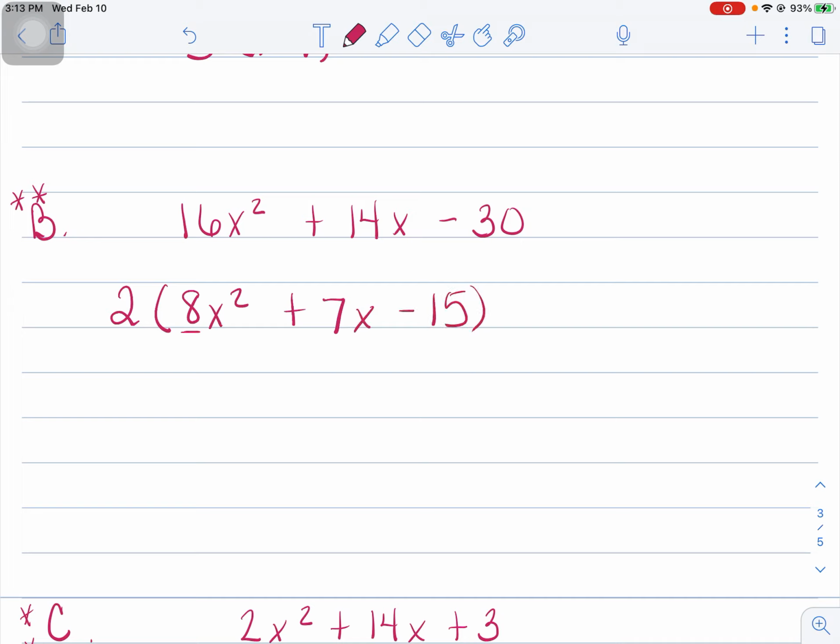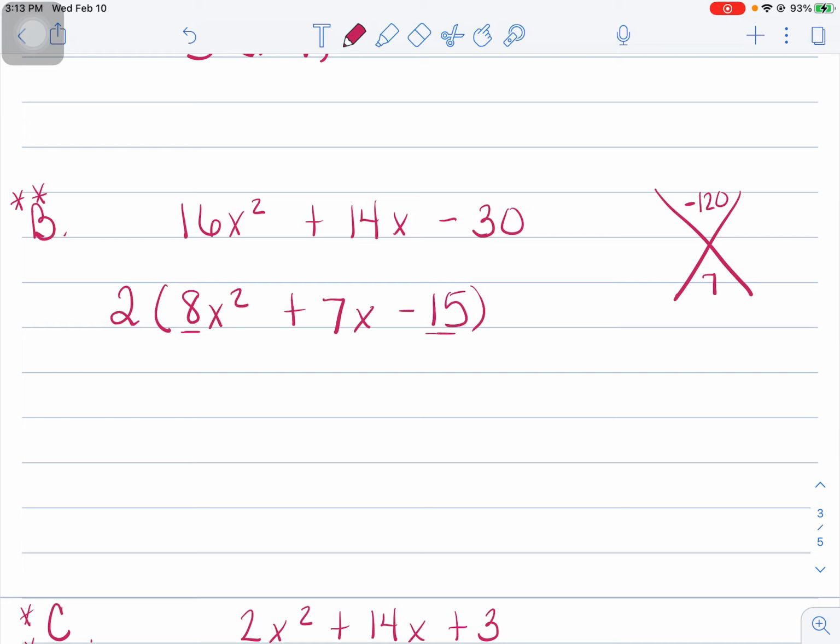Now I'm going to use my a and my c, multiply those together. So I know I'm going to get a negative, and 8 times 15 is negative 120. And I need factors of 120 to add up to 7.